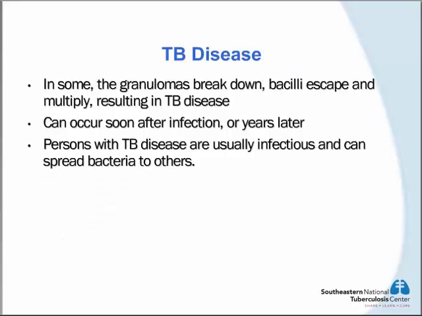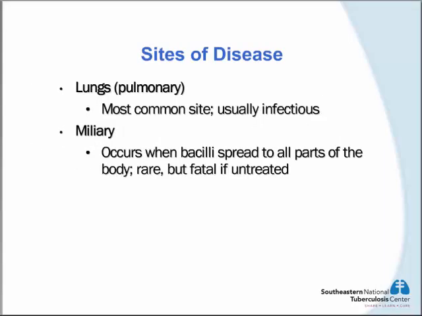In the cases where the granulomas break down and the bacilli escape the immune system, they multiply in the different areas and can cause TB disease. This can occur soon after the infection, or it can occur years later. Persons with TB disease are usually infectious and can spread the bacteria to others. So the sites where TB disease occurs can be the lungs, which is by far the most common site. Usually about 75 to 80% of the cases occur in the lung, pulmonary TB, and are the most contagious of all the sites.